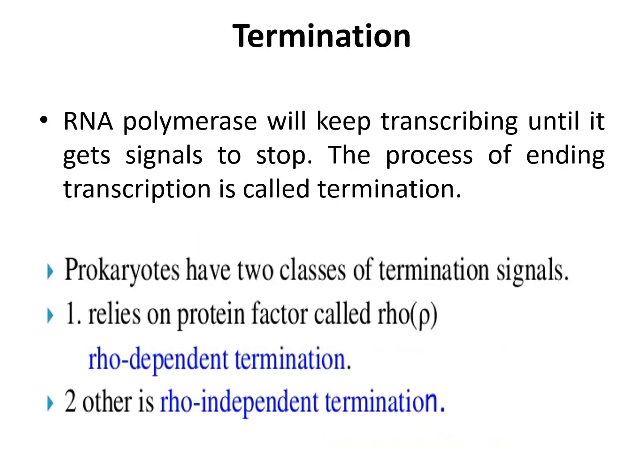The next one is termination. The termination is a very, very important step in transcription. So RNA polymerase will keep transcribing until it gets the signal to stop. Otherwise, if it doesn't get any signal, the RNA strand will continuously be synthesized. So this process of ending the transcription is called termination. In prokaryotes, there are two classes of termination signals. One is rho dependent termination, another one is rho independent termination.